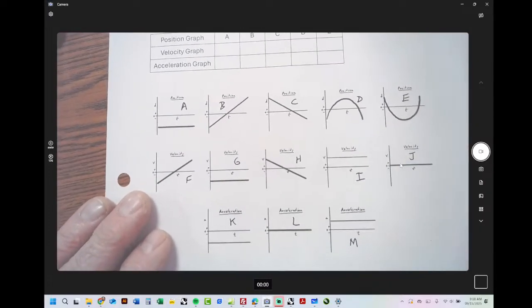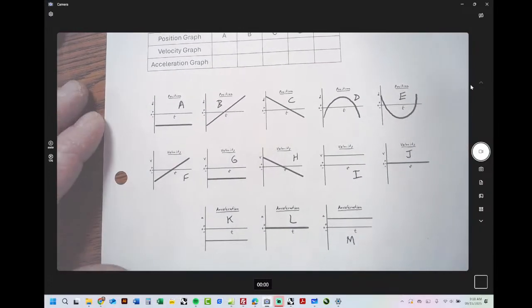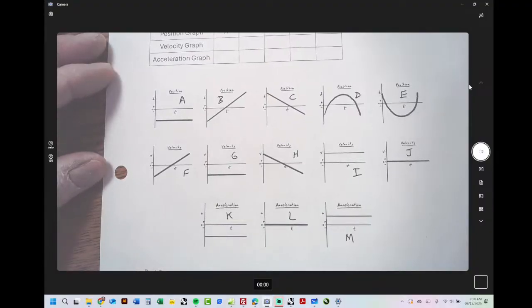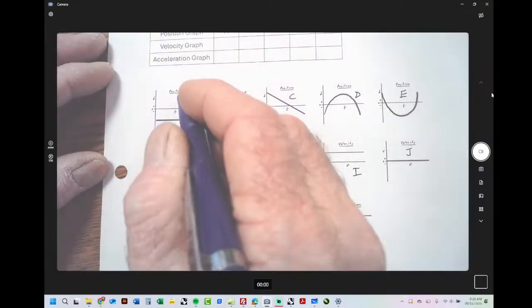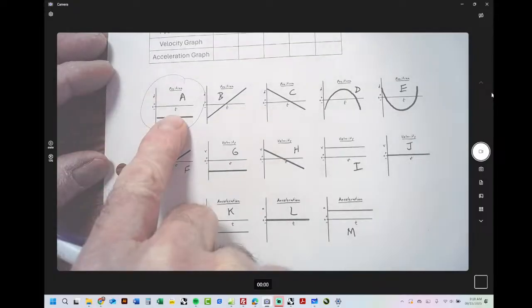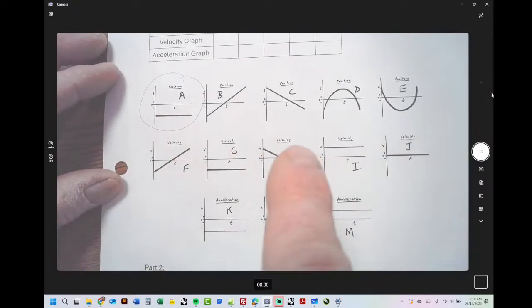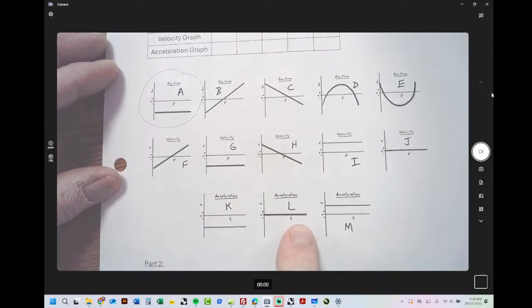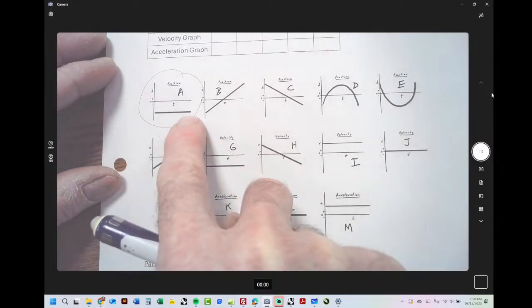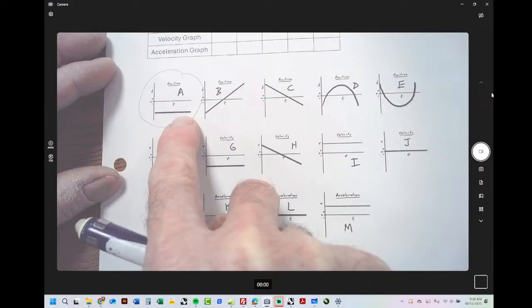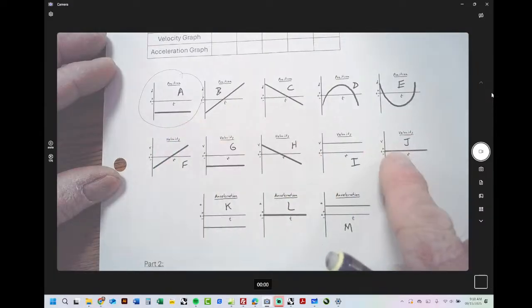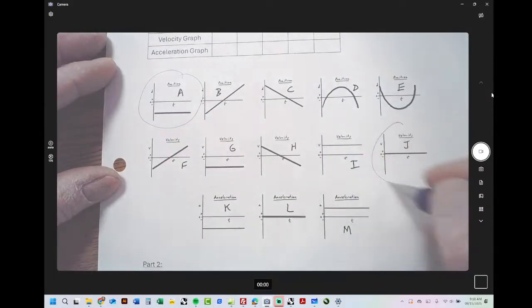If you want me to explain it a different way, you tell me, but I'm just going to do it the most straightforward way I know. I'm going to start with these. I'm going to look at the slope of this. That's going to tell me which one of these it is. Then I'm going to look at the slope of that one, and that's going to tell me which one it is. So the slope is 0 the whole time. That means velocity is 0 the whole time. This is the one right here.